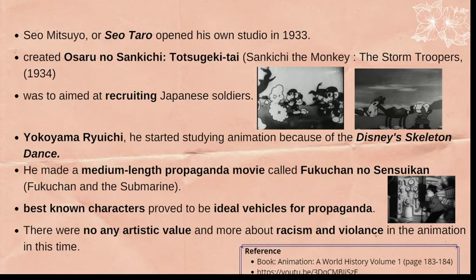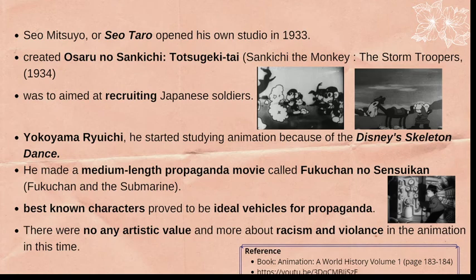Like I said, it was in the middle of war, so the animators had a hard time working in the war environment. So Mitsuyo, also well known as So Taro, opened his own studio that created Osaru no Senkichi Totsugeki Tai, meaning Senkichi the Monkey, the Stormtroopers, in 1934. That is famous during the Sino-Japanese War, and other animation that was produced aimed at recruiting Japanese soldiers. The reason for the animation was to spread propaganda.